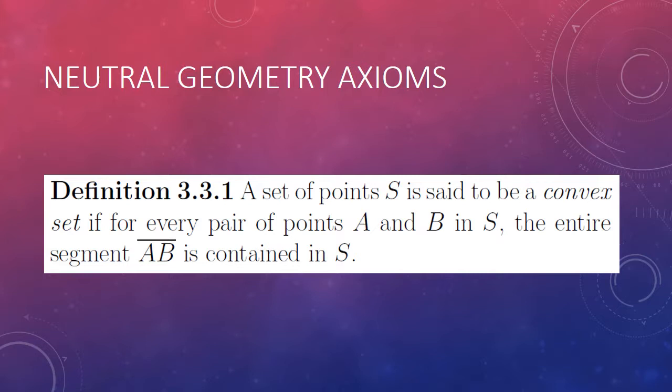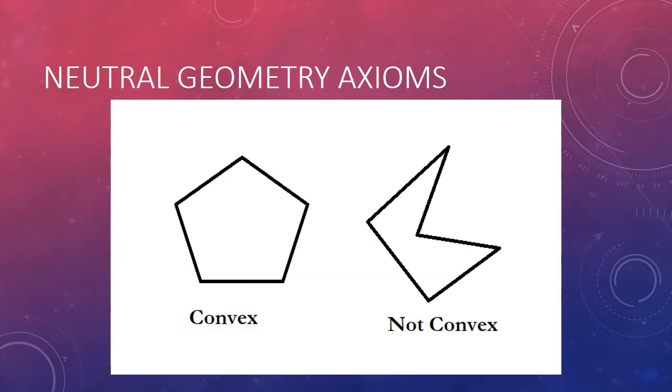The next idea we need to talk about is the notion of a convex set, because we need this in order to understand the next axiom. A set of points is convex if any two points in the set, when connected with a line segment, have that line segment stay completely in the set. It's a little bit easier to see than to read, so let's take a look here.